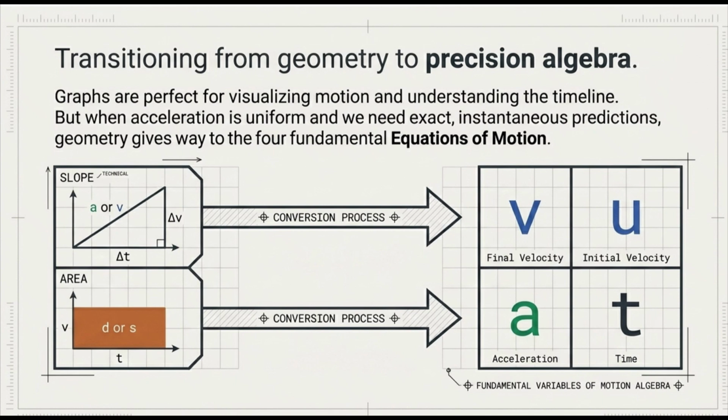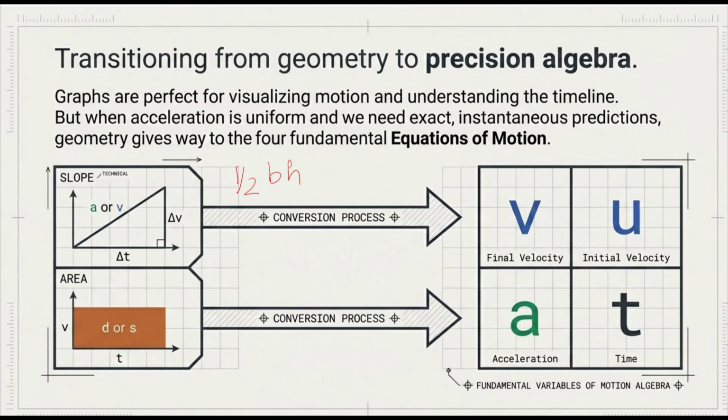Now let's see how to transition from geometry to precision algebra. Graphs help us to visualize motion, but equations allow us to calculate precise values. So notice the triangle area under the velocity-time graph. This is the velocity-time graph. Check the triangular area. What is the area of a triangle? That is half into base into height.